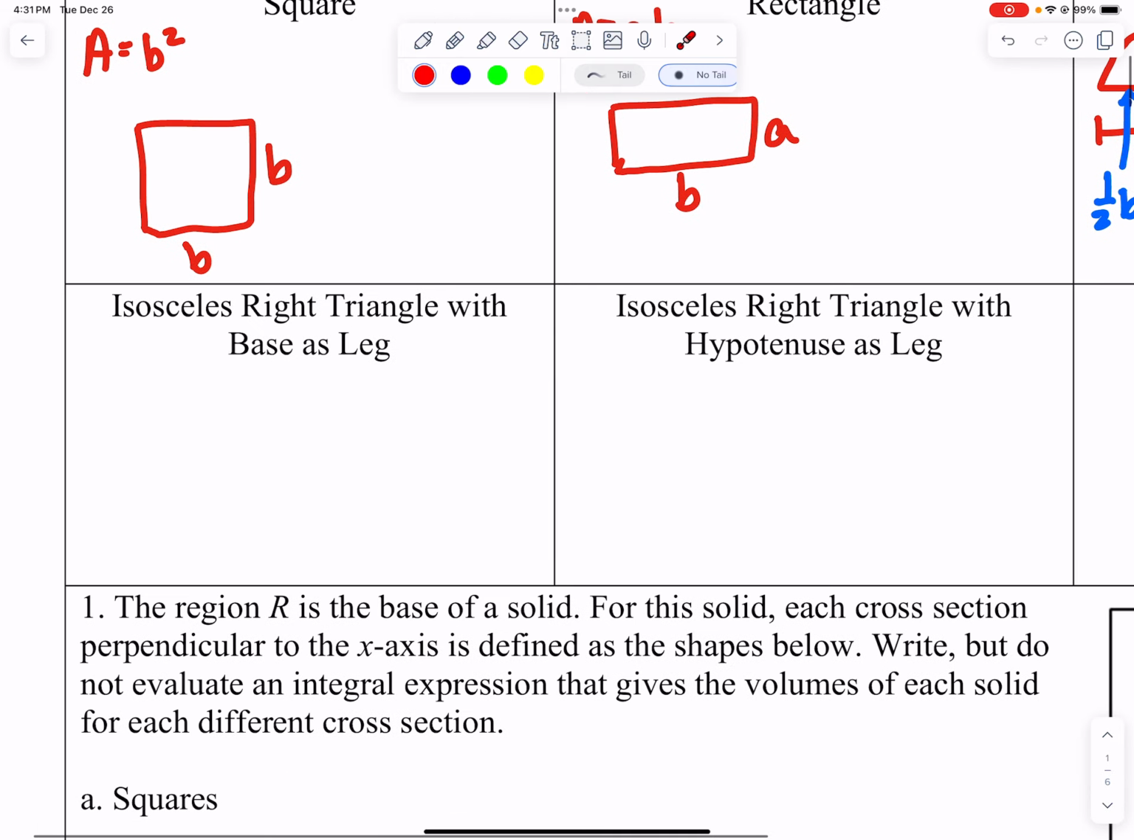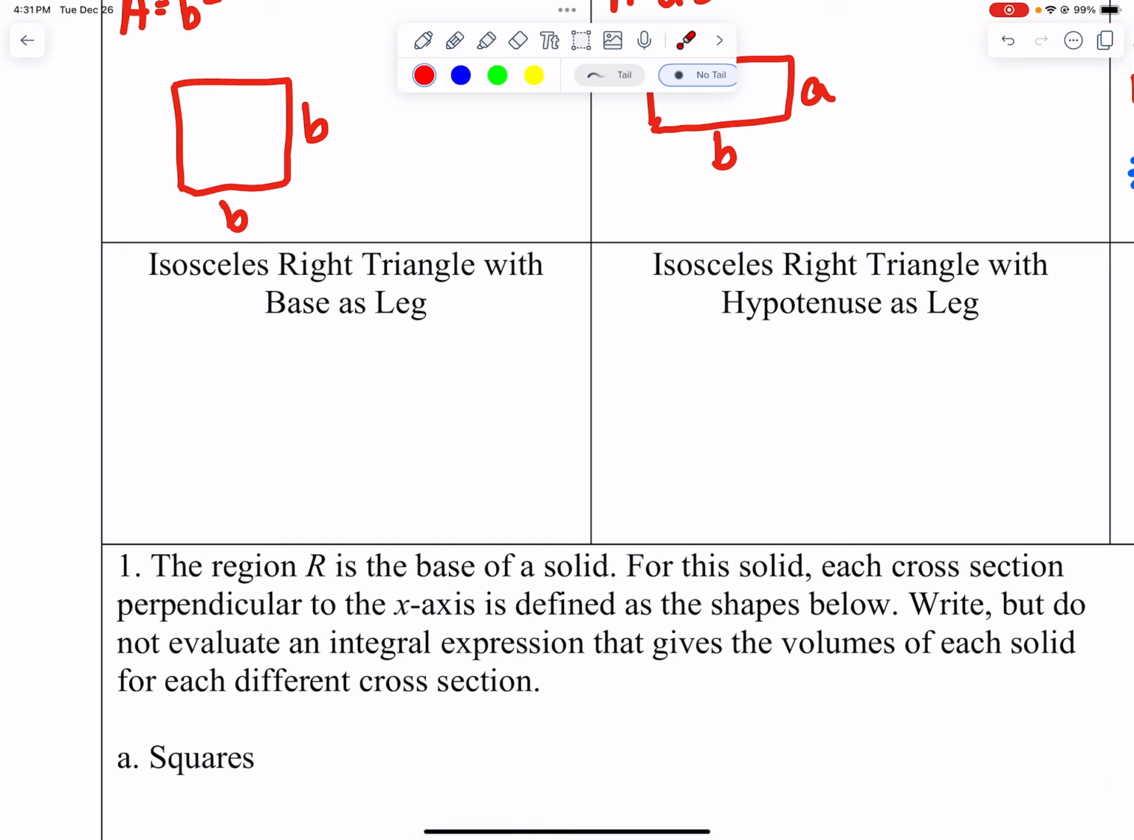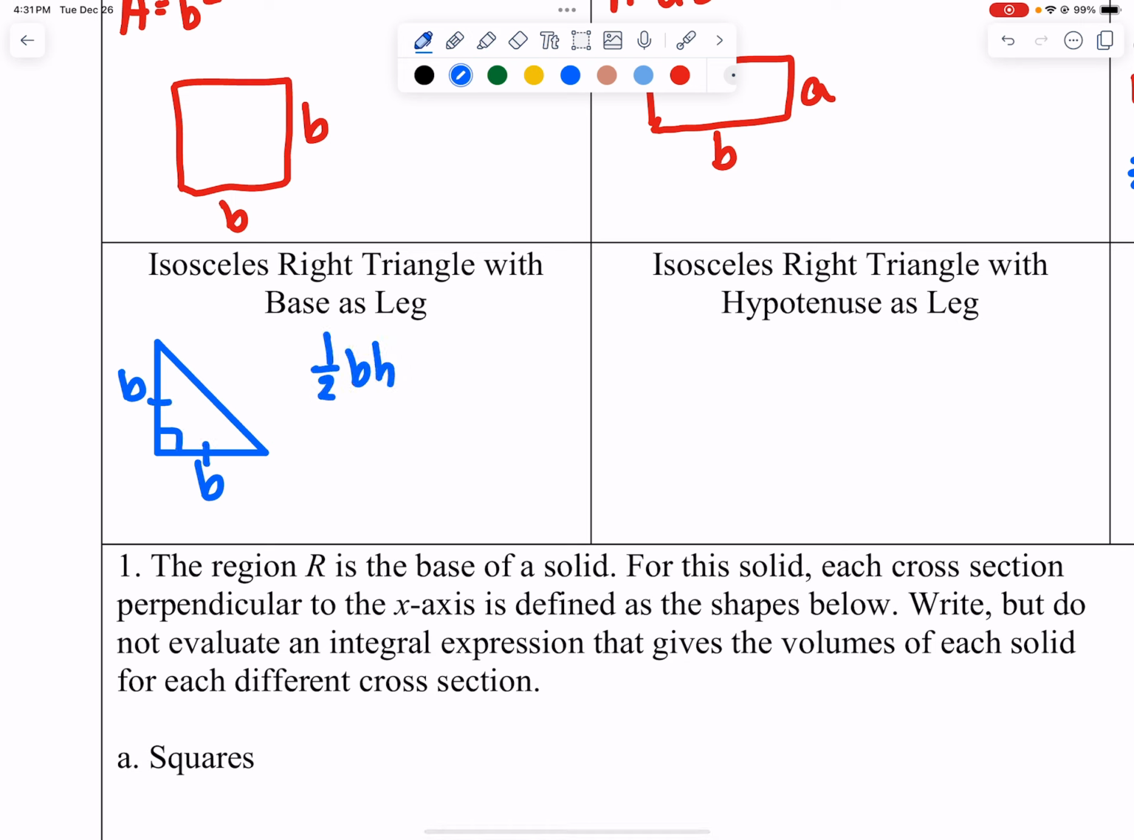In this next example, we have an isosceles right triangle, and we know that that is just a base. And if we have a base right here, your other base is also going to be b since it's an isosceles right triangle. And we know that the area of a triangle is 1/2 base times height, 1/2 base. Your height is base, so your area is 1/2 b squared.